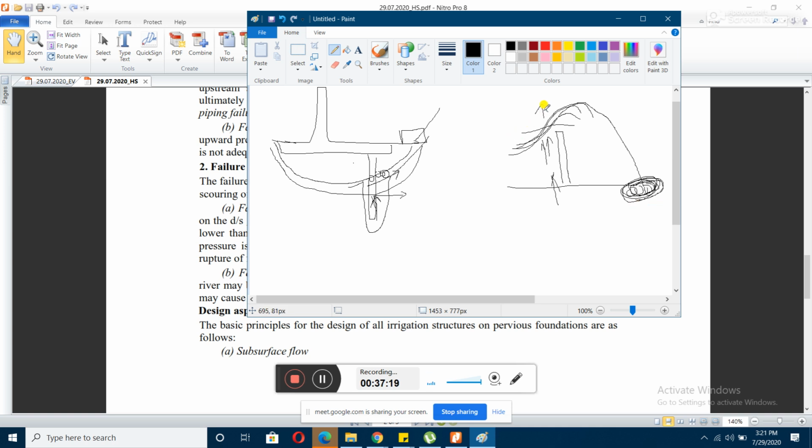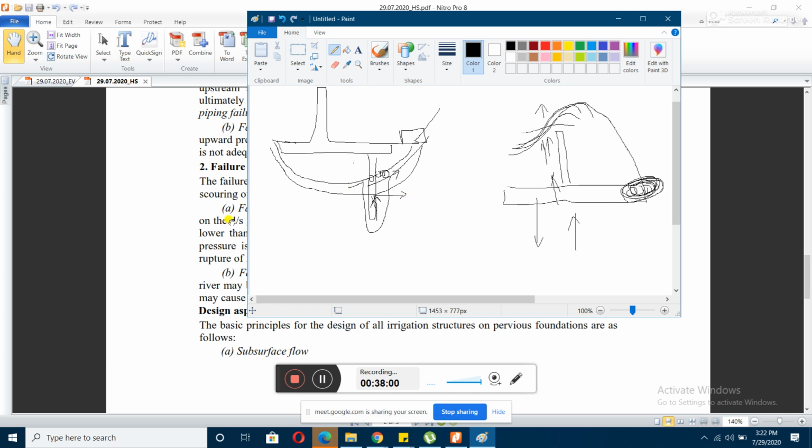And for this suction pressure, as I've already told, in uplift we add weight on the impervious floor. Similarly, the floor weight will be used in order to counter that upward force. This weight acts downwards, and this uplift force plus your suction force both act upwards. So the floor weight will counter this force. Only if it counters the upward force is the structure stable.